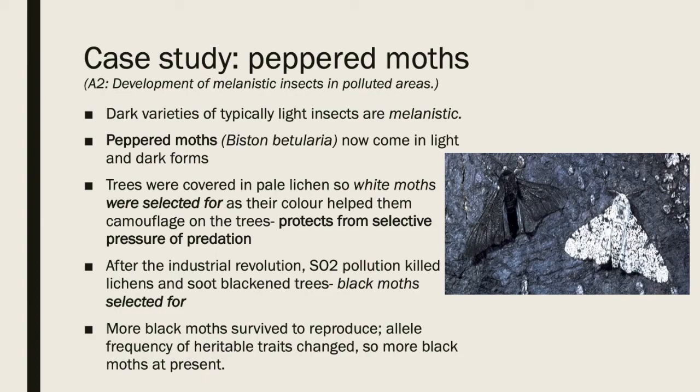However, after the Industrial Revolution and increased carbon emissions, sulfur dioxide pollution ended up killing the lichens on most trees, and the soot from combustion of different fuels and products also blackened the trees further. As a result, the white moths were now being killed more frequently than the black ones, because they could no longer camouflage. Instead, natural selection began to select for black moths because these black moths now survived more often, thus were more likely to survive until reproductive stage and pass these traits on to their offspring. Black moths survive to reproduce, so allele frequency changed. So currently there are more black peppered moths present than other varieties.